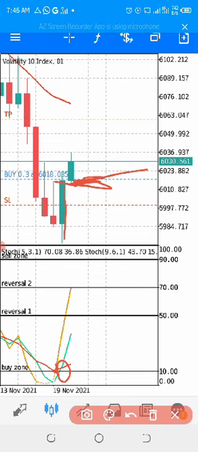This may even hit my TP. Look at where I put my TP. It may hit my TP. So that is how to use the stochastic oscillator with price, with support and resistance.